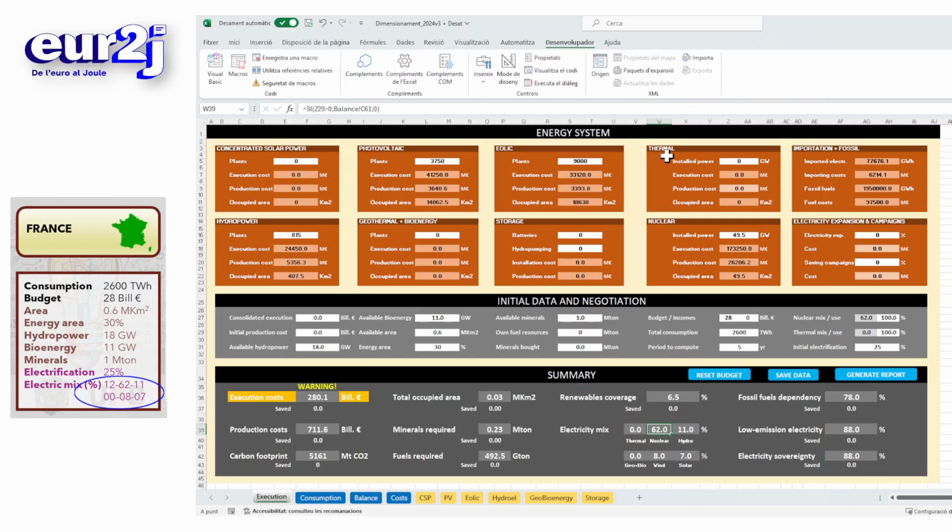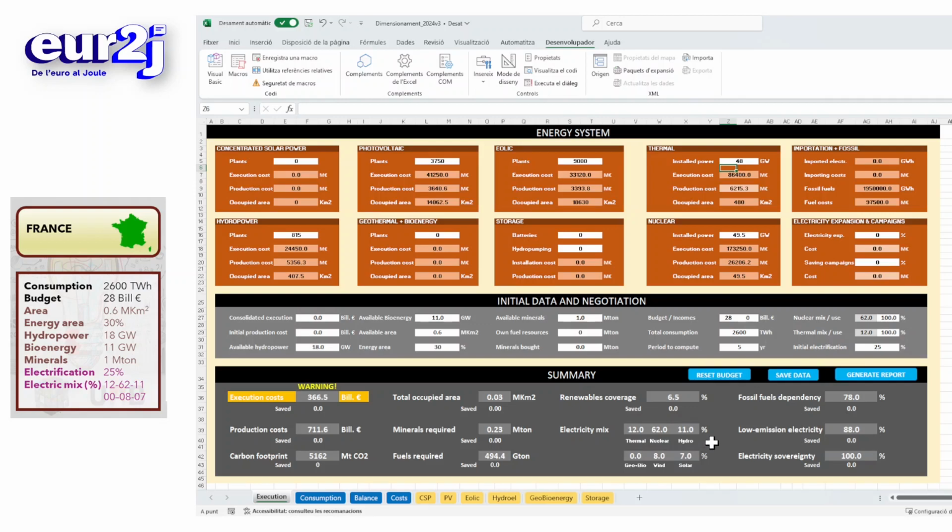Finally, I go for thermal plants. I increase the power available slowly, and if I do that, I reach 12% of the electric mix for a power of 48 gigawatts. Again, this value does not necessarily correspond to the real one, but it's enough for the game.